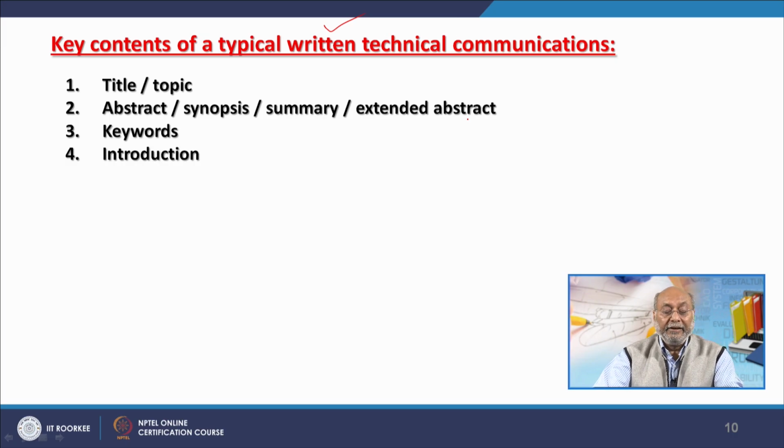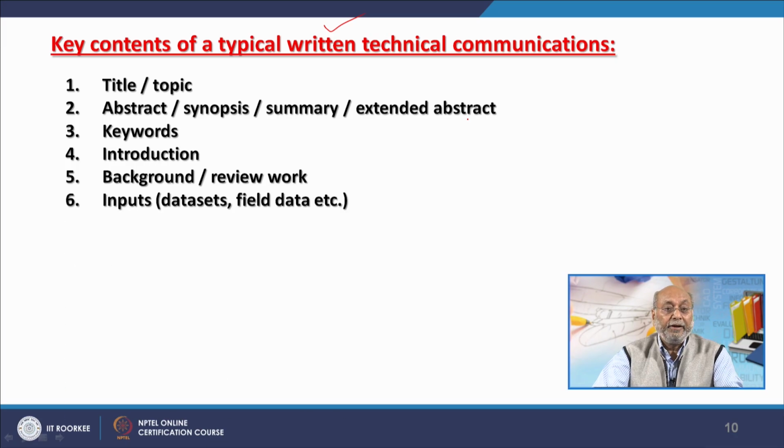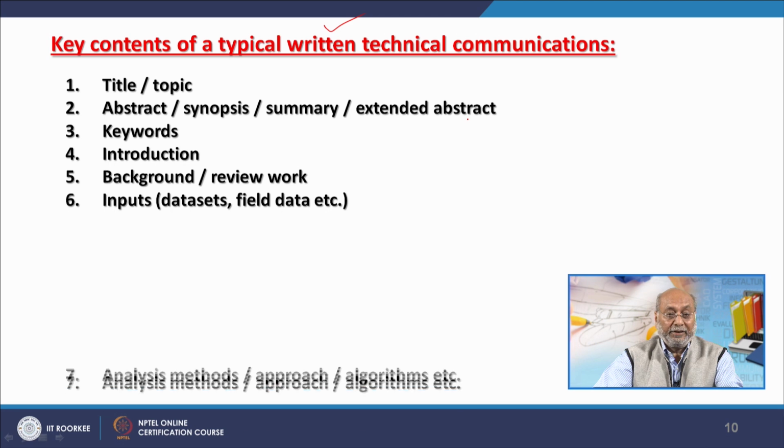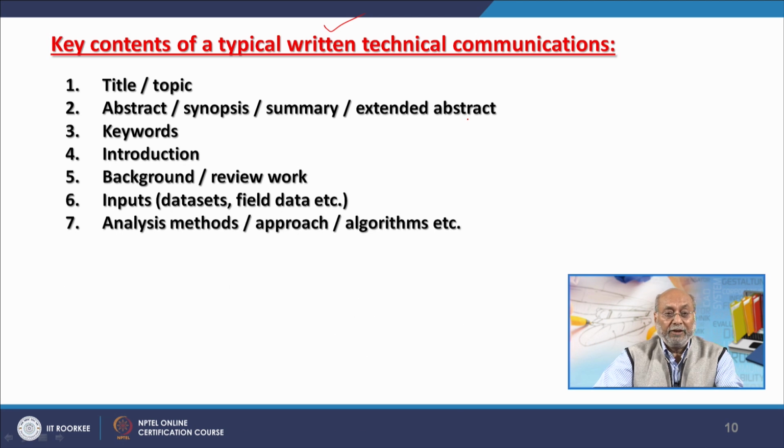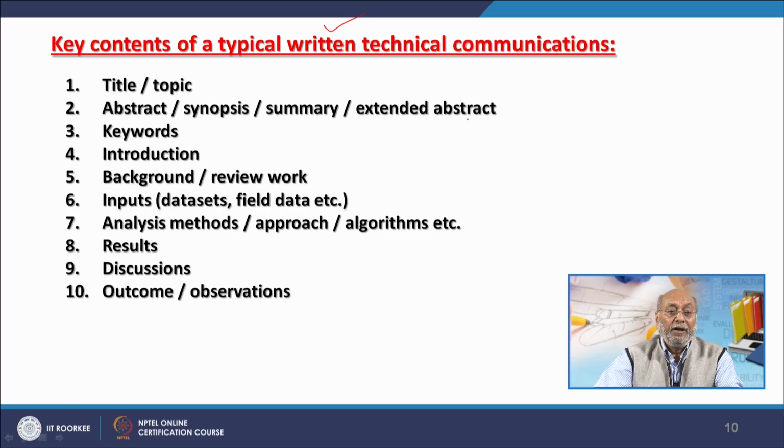In written technical communication, we also have an introduction section, then background and review of work, then input data sets, field data or lab experiment data, then analysis methods, whatever approach or algorithms have been used to achieve certain results. Then of course results are presented, discussions are also written there, then outcome observations might be there, and finally we can bring conclusions.